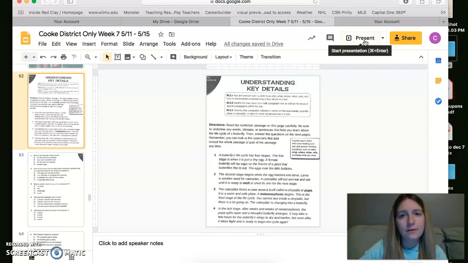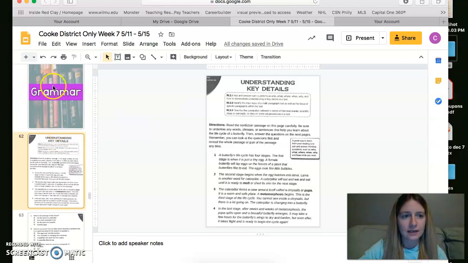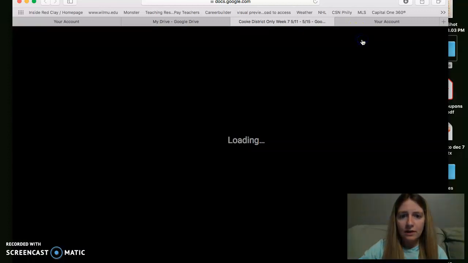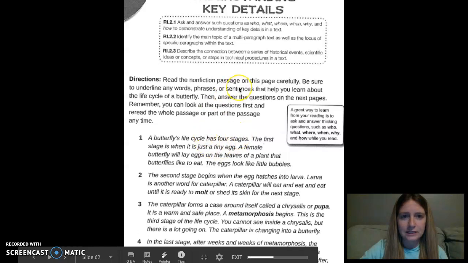So this can be found on the Google Slides show or it can be found in your remote learning pack. It is marked with the grammar and it is on slide 62 when you go to get started. So let's read the directions.